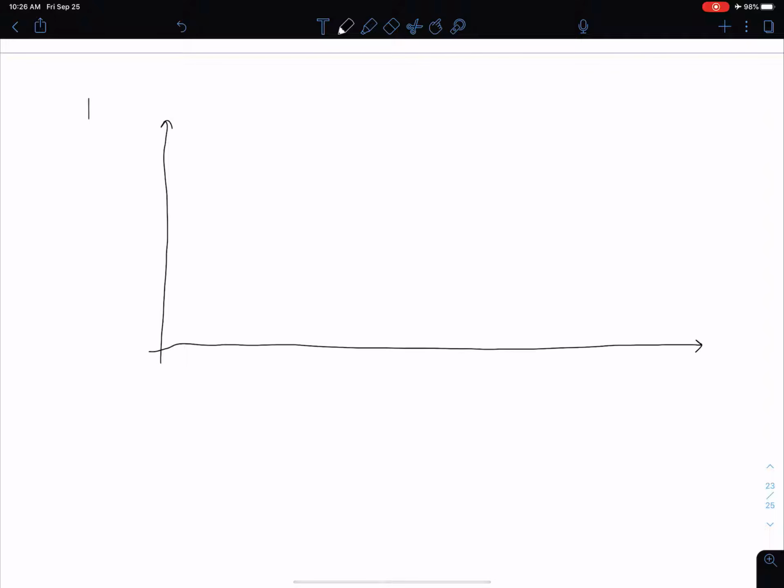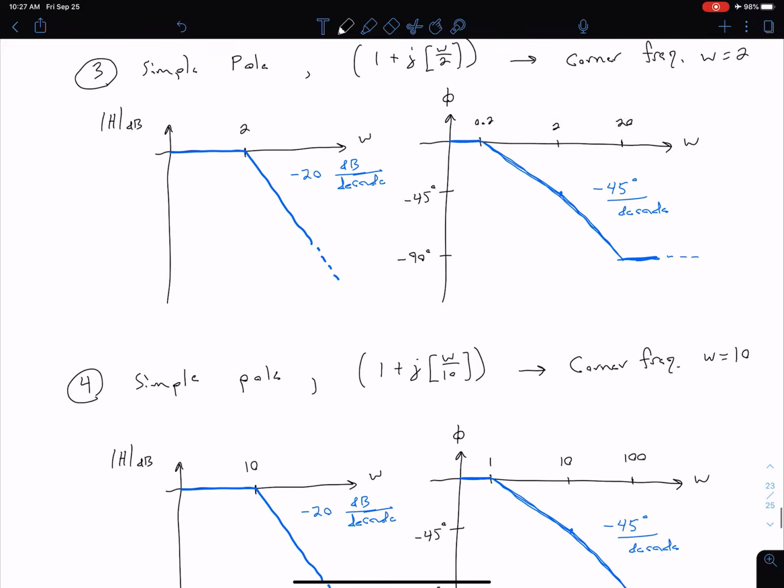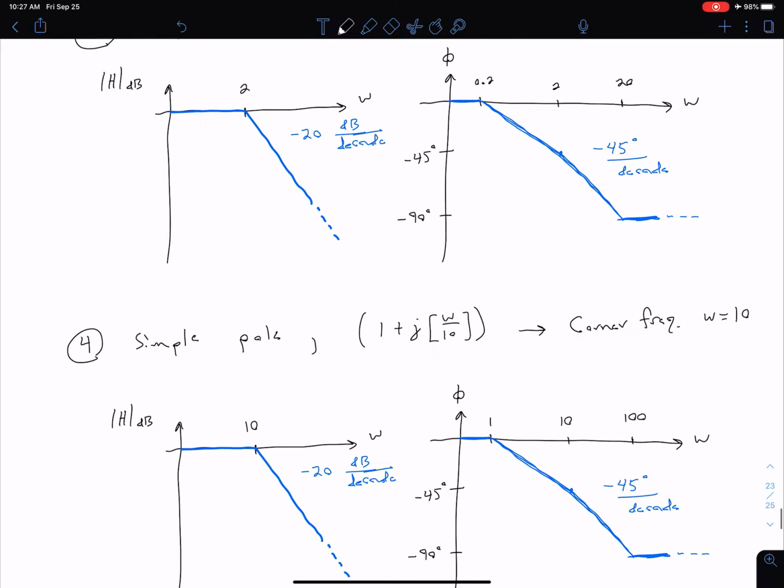Okay, so this is going to be our magnitude in decibels versus our frequencies. Some of our key frequencies, let's say that we have 0.1, and then 1 decade above that we have 1, 1 decade above that we have 10, and 1 decade above that we have 100. Remember, this is going to be a semi-log plot, so this frequency axis is on a log scale. Those would be the key frequencies related to our simple pole with the corner frequency of 10.